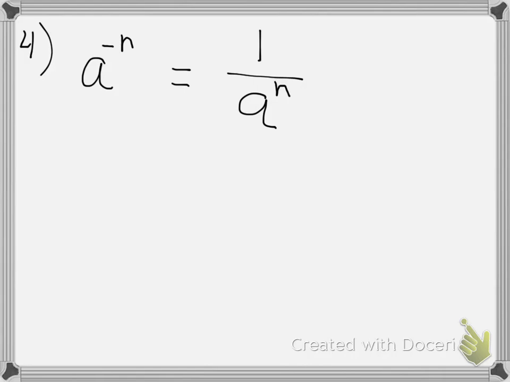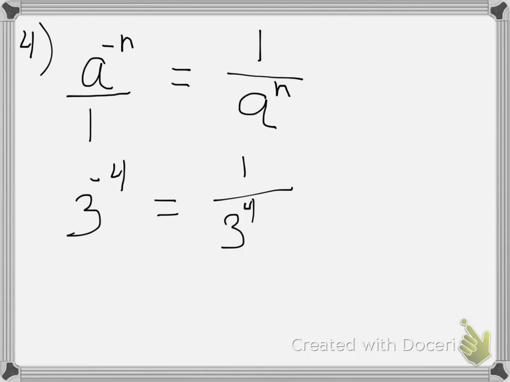Now the fourth one, kind of interesting, a to the negative n, right? I can move the base to the other side of the division bar and my exponent becomes positive. I can think of that as a to the negative n over 1. That becomes 1 over a to the n. Right? If I had 3 to the negative 4th power, that equals 1 over 3 to the 4th power.